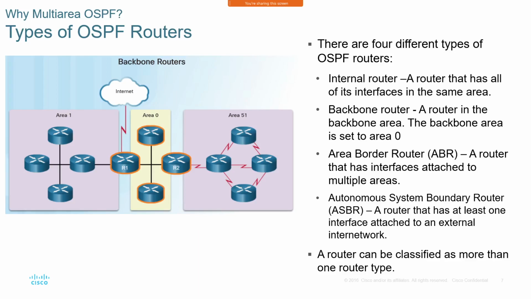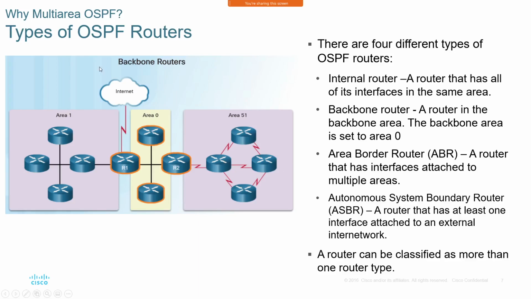So this is the terminology we just discussed. We have the area border router, which sits between different areas. We have the autonomous system border router that has at least one interface attached to an external network. The other routers, the ones in the same area, are internal routers. We do have a backbone router, meaning all the routers in area 0 specifically.